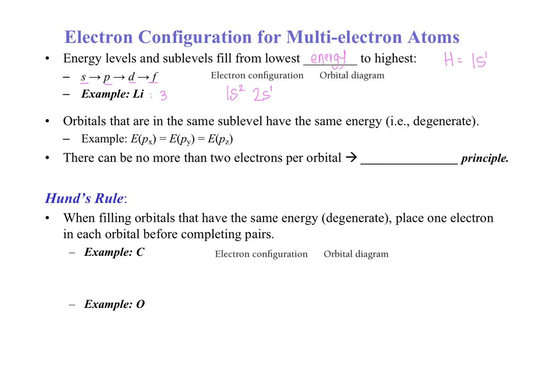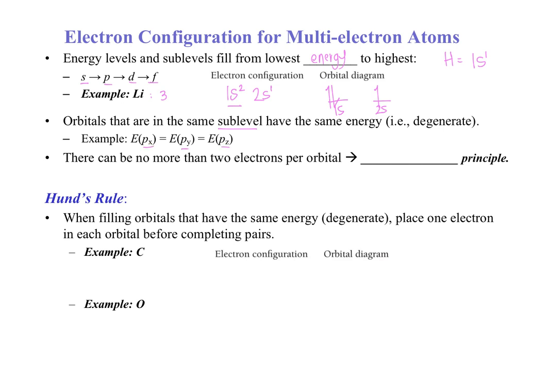So how I would write that orbital diagram is I would label boxes. Here's my 1s, here's my 2s, and I'm going to draw arrow up, arrow down for my 1s2, and then 2s just has one electron. So that's how I would draw for lithium. Now, for orbitals that are the same sublevel, so if it was a p orbital or a d orbital, they are degenerate with each other. So px is equal to py, which is equal to pz.